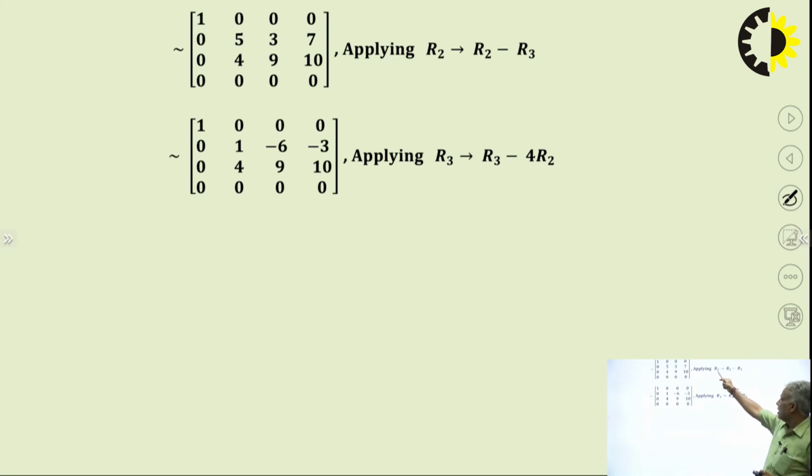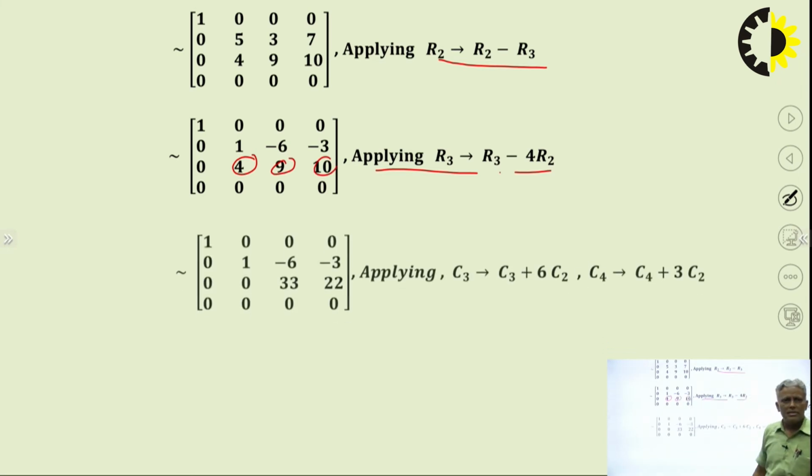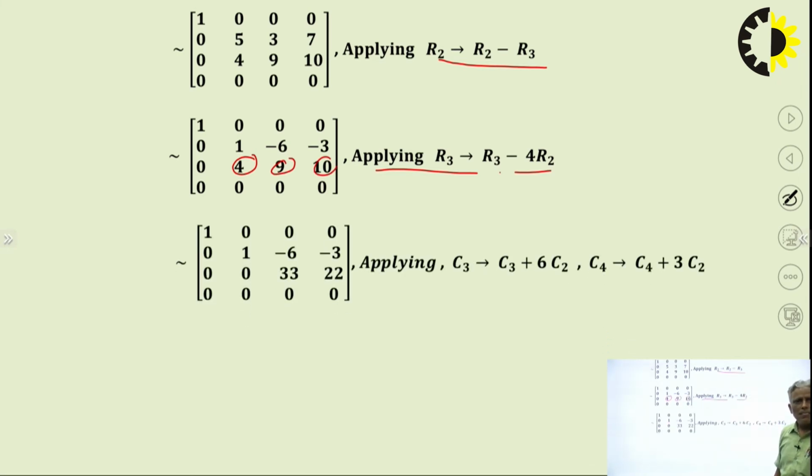I apply here R2 arrow R2 minus R3, and the result will be this. Now apply R3 arrow R3 minus 4R2, so this result will be 0 here, right? And how to calculate? We see that, right? The third row will be divided by 11, and a column operation can be applied here: C3 arrow C3 plus 6C2.